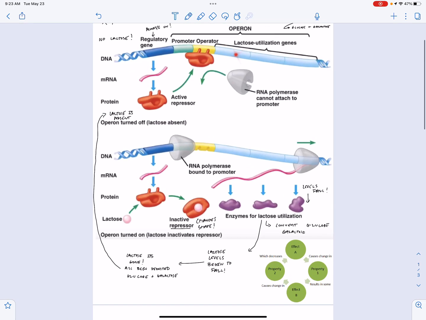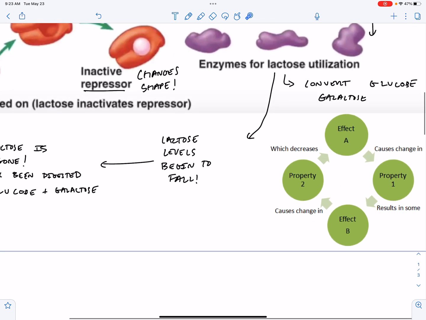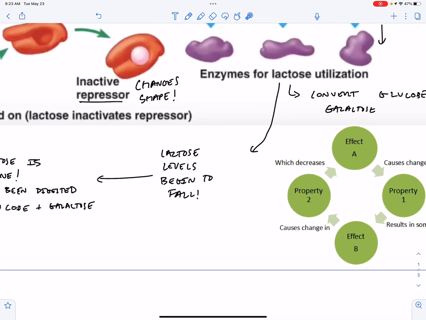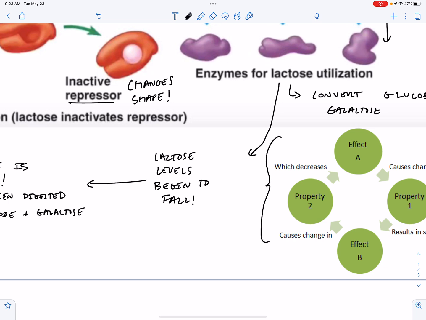Which is good for the bacteria because it doesn't want to waste energy making these proteins when lactose has all been digested. So this is called a negative feedback loop, which I have a little image of here.